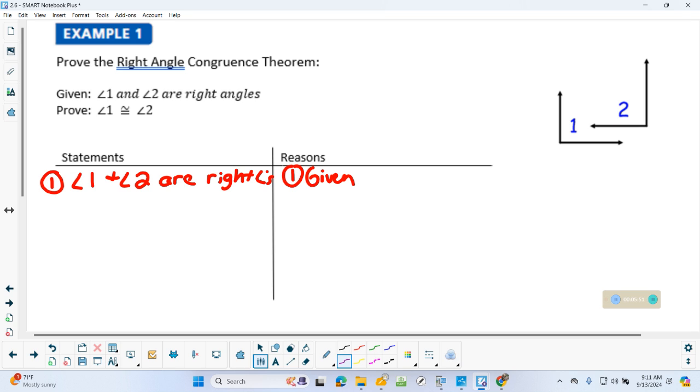Okay. Now, here's the thing. They want you to prove the right angle congruence theorem, so I cannot use it right now. Okay, all right, fine. Well, I know if they're right angles, I know you know this. If they're right angles, how many degrees do they measure? 90. Okay, so I'm going to say measure angle 1 equals 90, and the measure angle 2 equals 90.